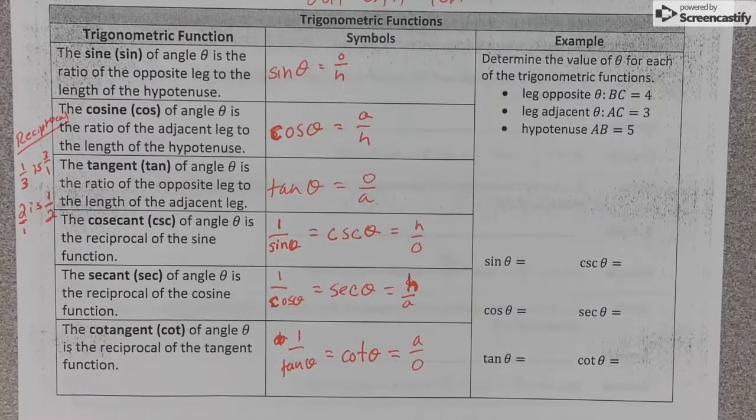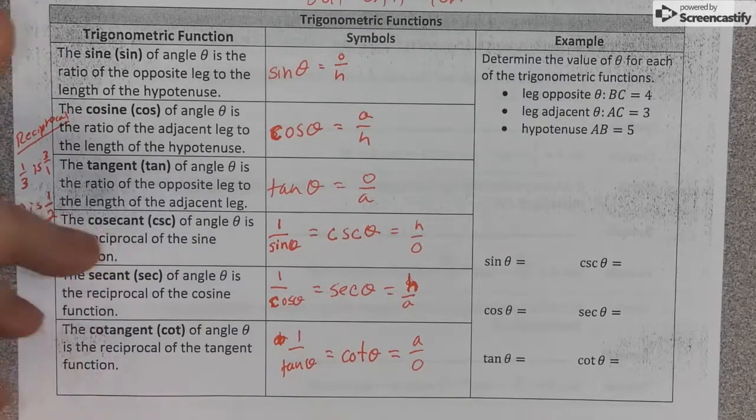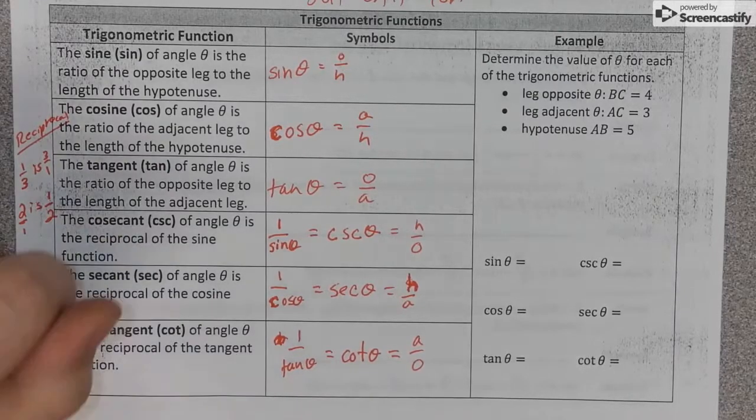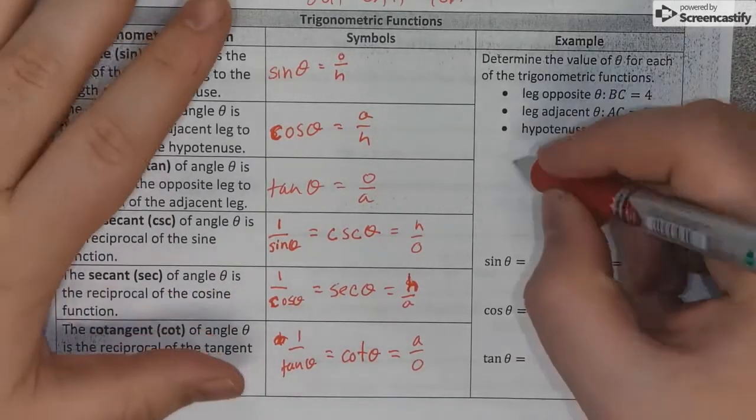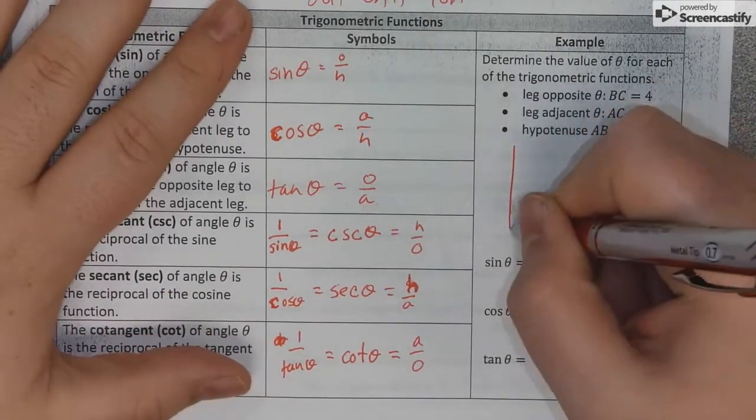So the first one says, in this example, determine the value of each of the following trig functions. It says the leg opposite theta is BC, and that equals 4. The leg adjacent to theta is AC, and that's 3. And the hypotenuse is AB, and that's 5. So let's sketch a right triangle.